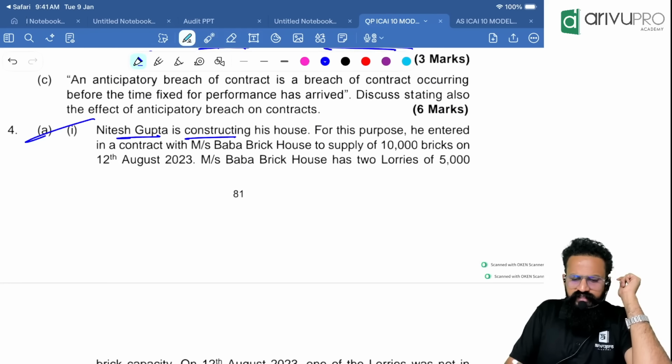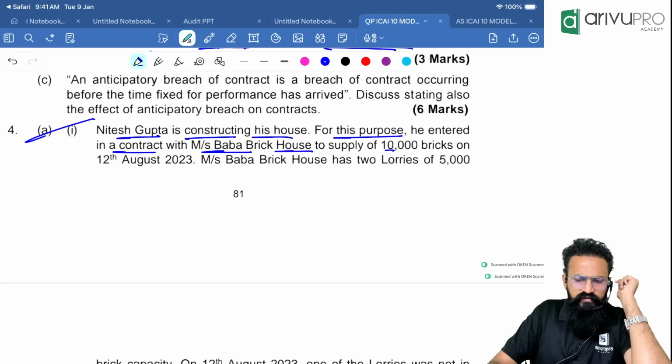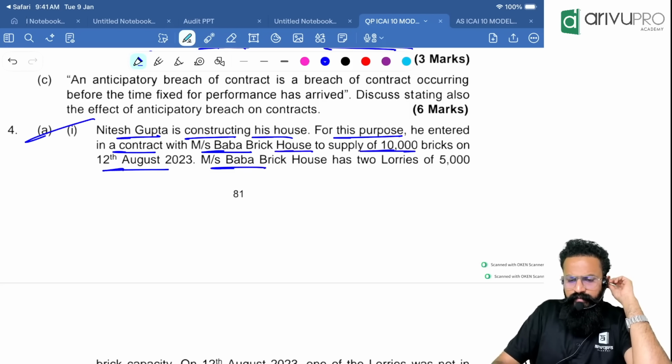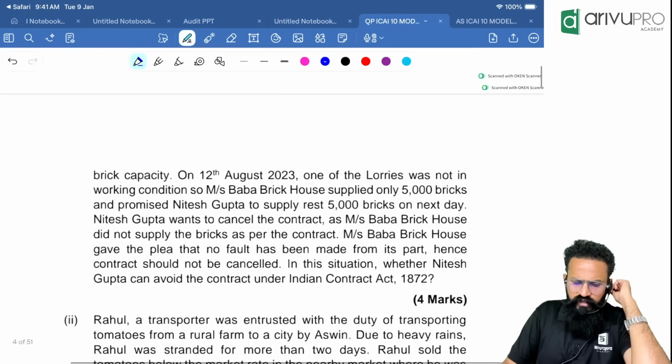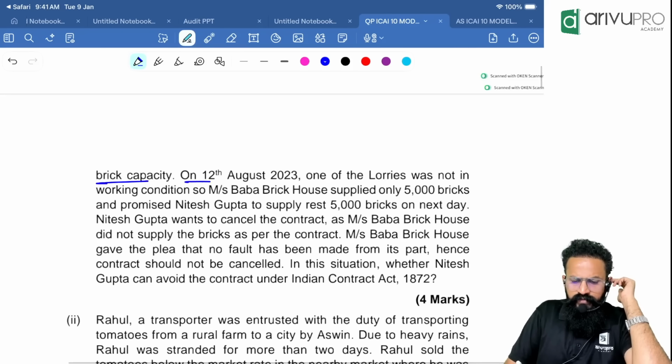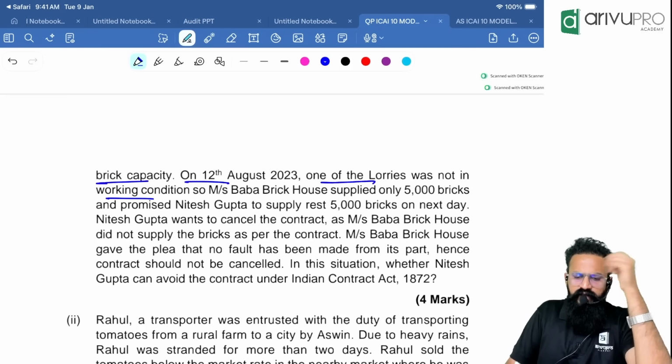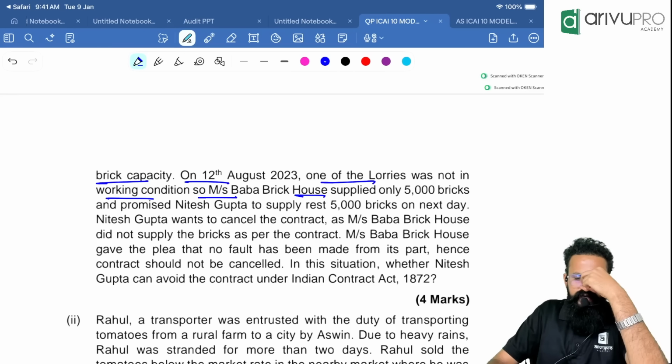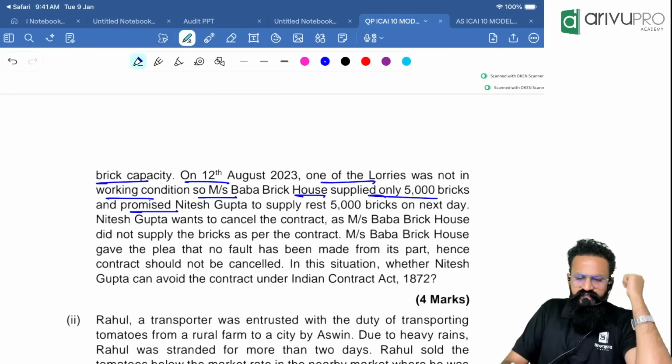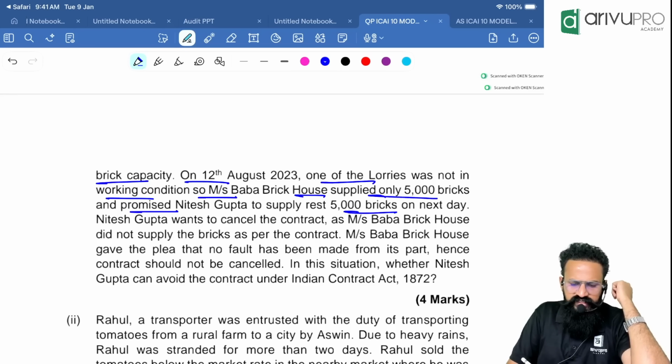Nitesh Gupta is constructing his house. For this purpose, he entered into a contract with Measures Baba Brick House to supply 10,000 bricks on 12th August 2023. Measures Baba Brick House has 2 lorries of 5,000 brick capacity. On 12th August 23, one of the lorries was not in working condition, so Measures Baba Brick House supplied only 5,000 bricks and promised Nitesh to supply the remaining 5,000 bricks the next day.